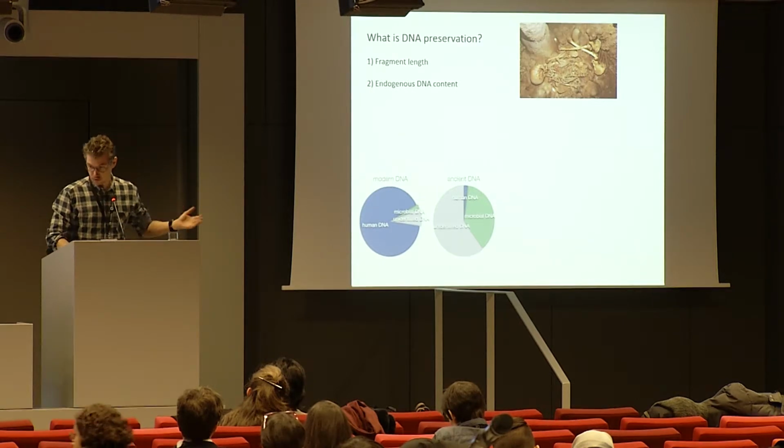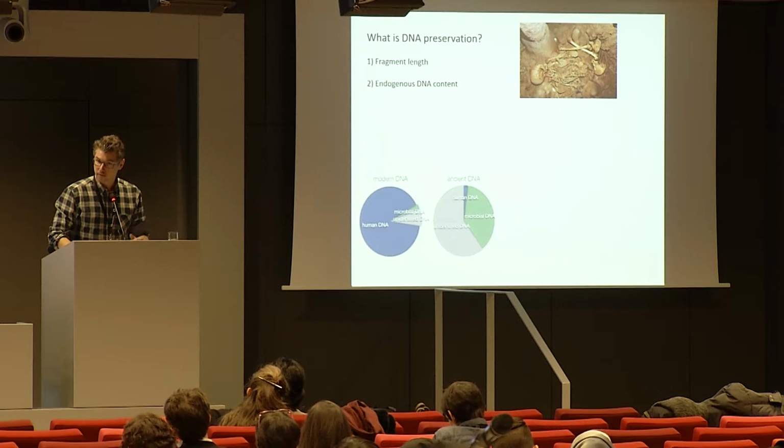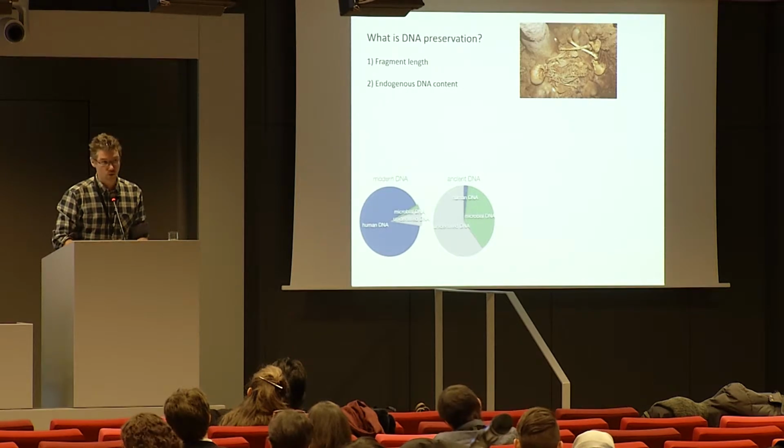And this implies, as you can see here, that when we have a modern DNA sample, we will normally have a very high proportion of this endogenous human DNA in the case of humans. Very easy to get a whole genome sequenced very rapidly and quite cheap.